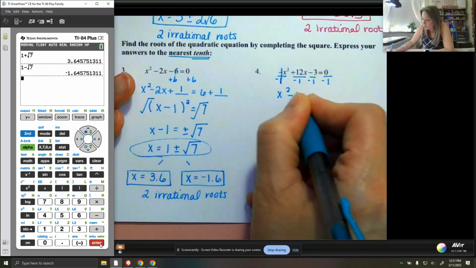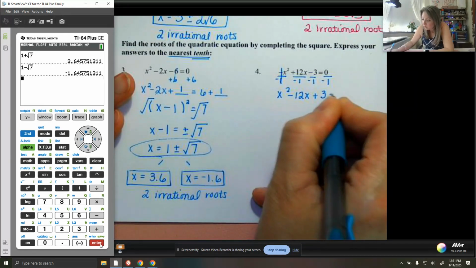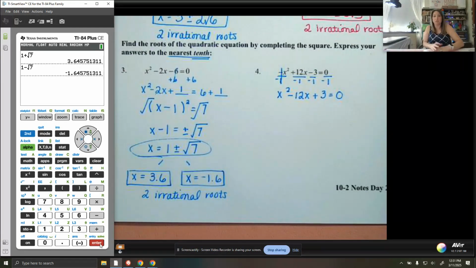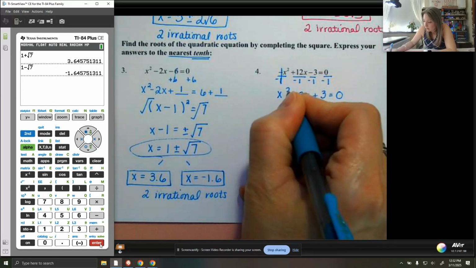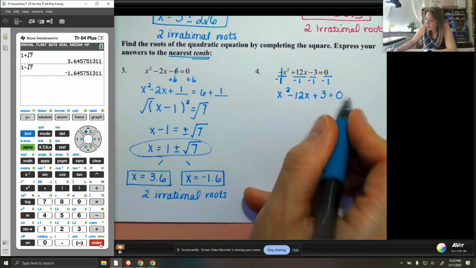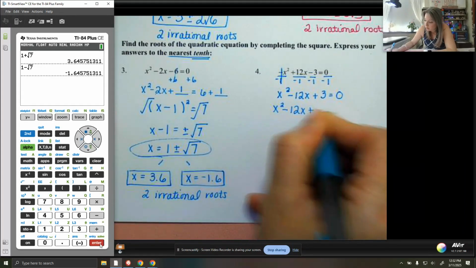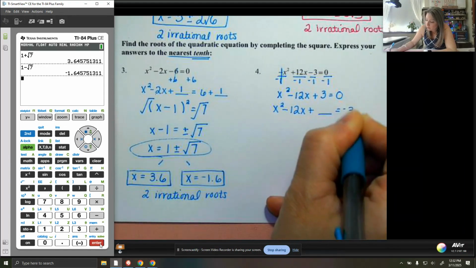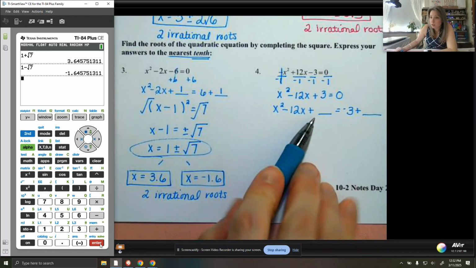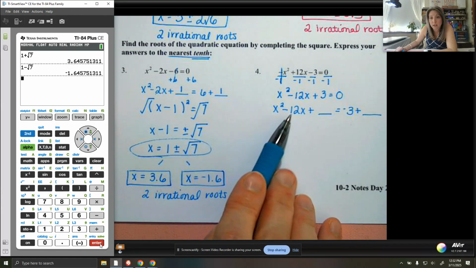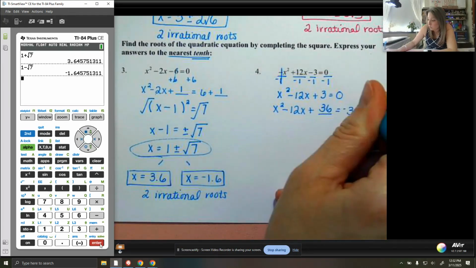Now it does change all the other signs as well. It becomes a -12x. It becomes a +3. 0 never had a sign, so its sign doesn't change, but everything just swaps signs. And now I can move that 3 to the other side of the equal sign and leave a plus blank. And since I moved it by subtracting, it's a -3 plus blank over on the right. Filling in the blank, -12 divided by 2 is -6. -6 squared is 36. So that goes on both blanks.